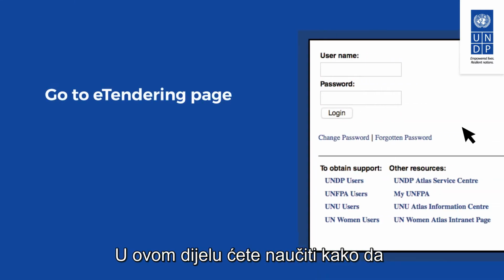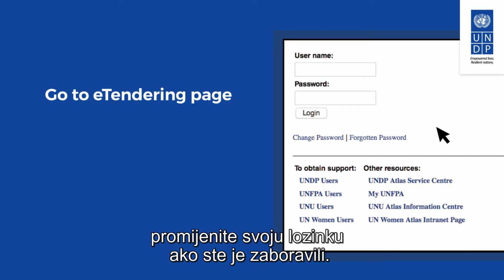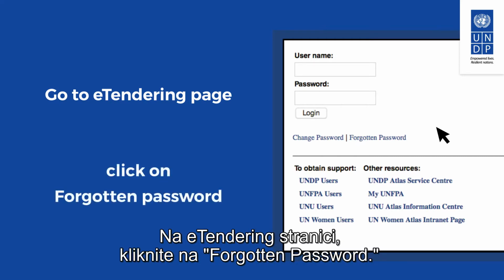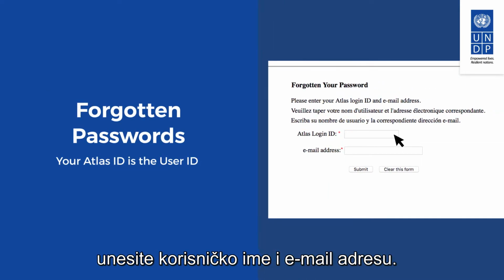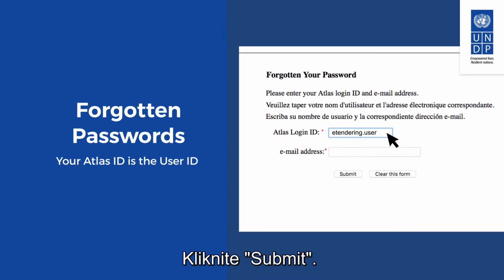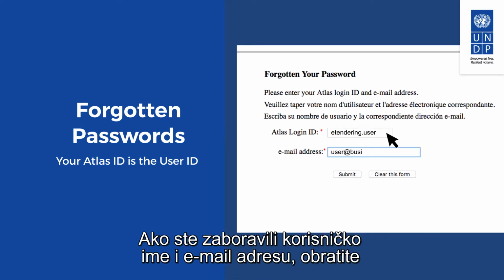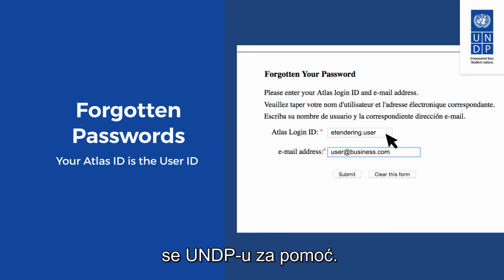Now your registration is complete, and you can start participating in tenders. In this part of the video, you will learn how to reset your password if you have forgotten it. Go to the eTendering page and click on Forgotten Password. In the subsequent page, type in your username and email address. Click on Submit. If you do not remember your username and email address, contact UNDP for support.